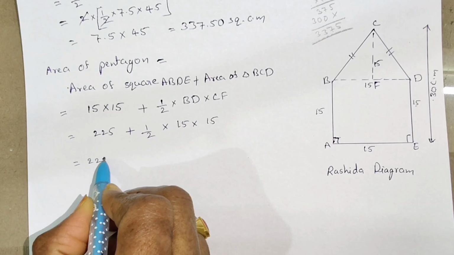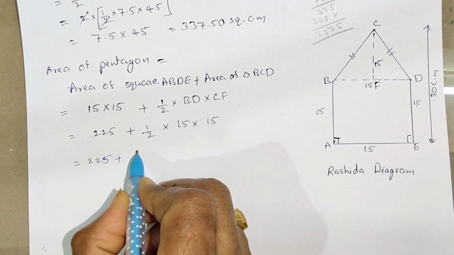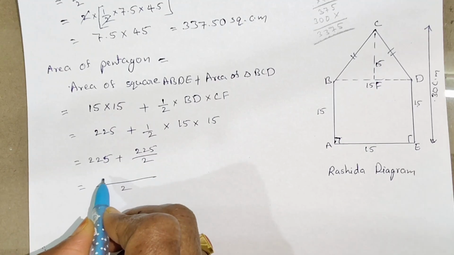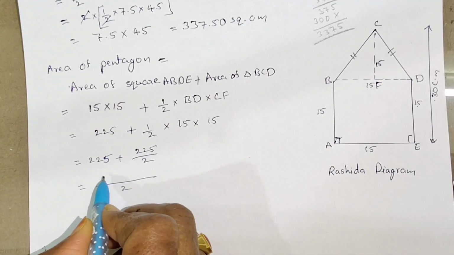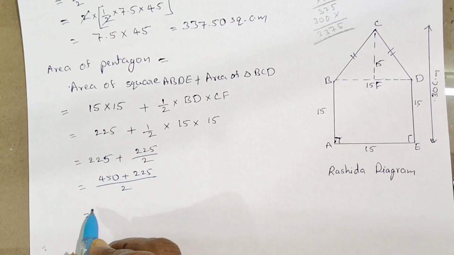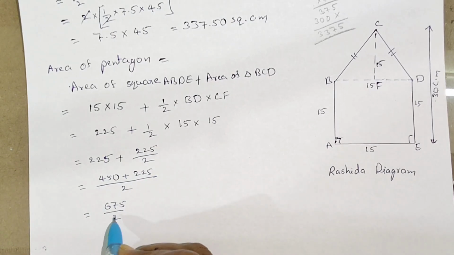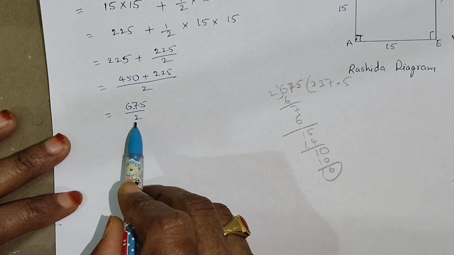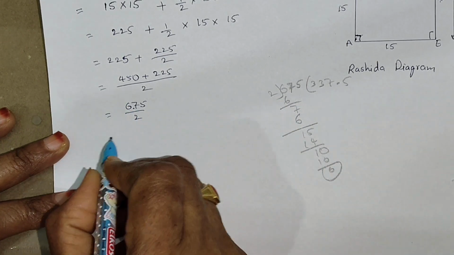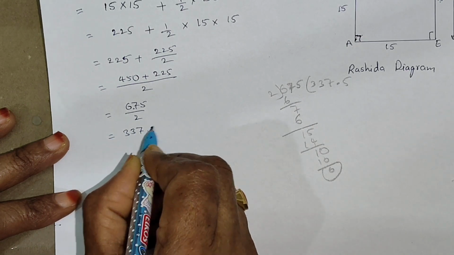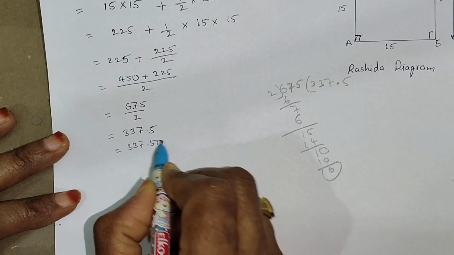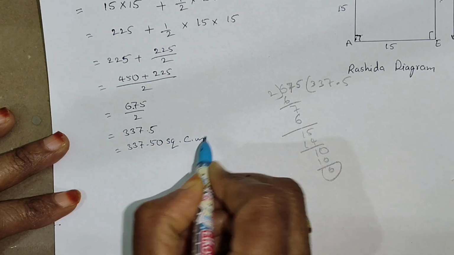Now 225 plus 225 by 2. Now do the LCM, which means 2 into 225, 450, plus 225. Add these two numbers: 675 by 2. So 675 divided by 2 is 337.5. So we write 337.50 square centimeters. This is the area.